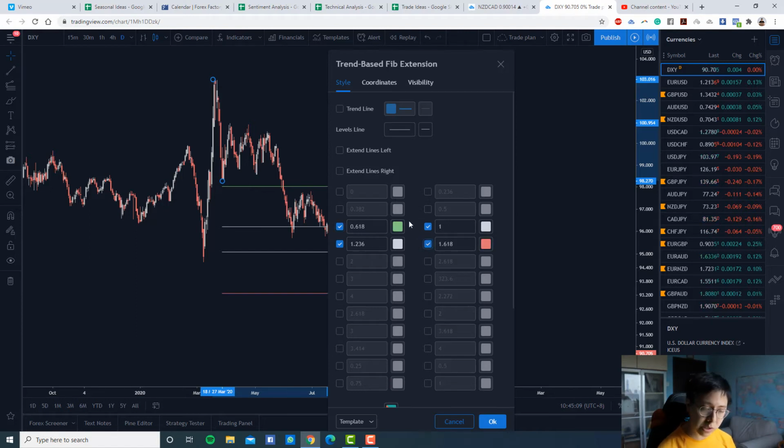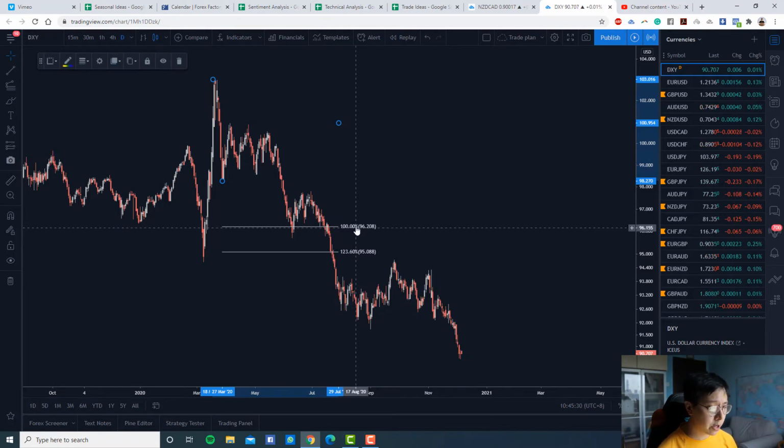You can pause this video, go to your platform, go to TradingView, and set up accordingly as well. The 4 common ratios that I personally use a lot are 0.618, 1, 1.236, and of course 1.618. But most often we actually use 1 and 1.236.